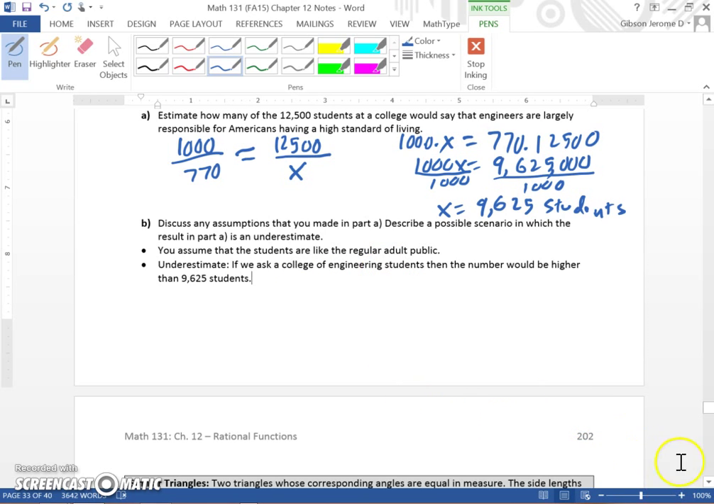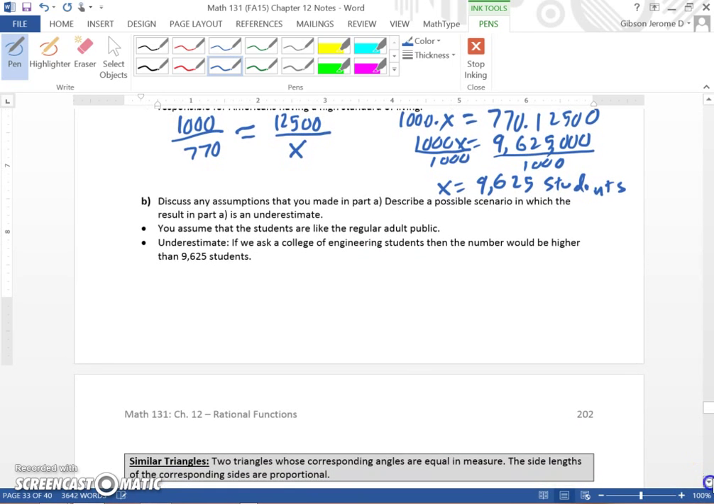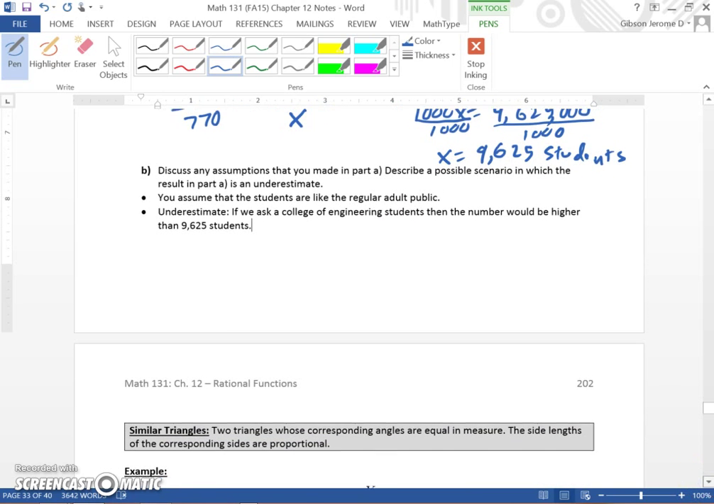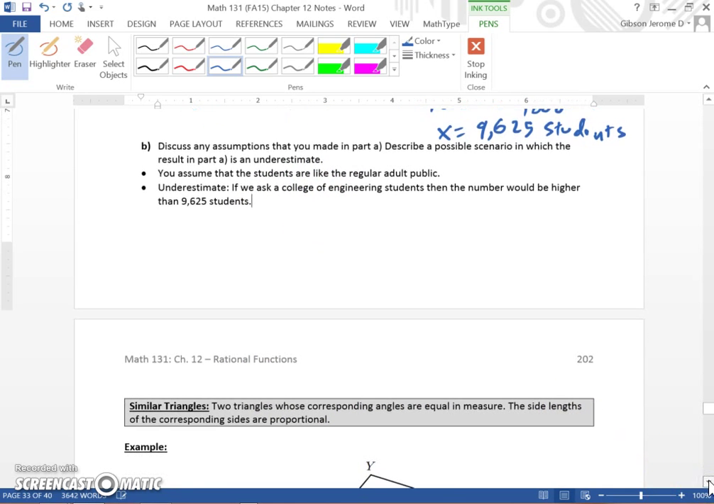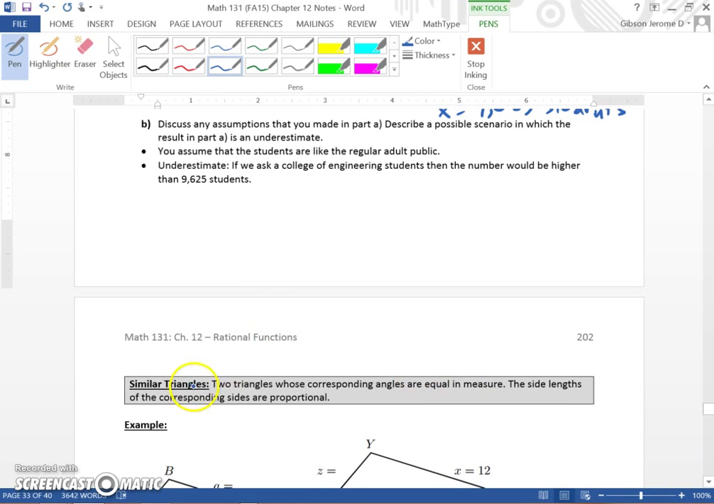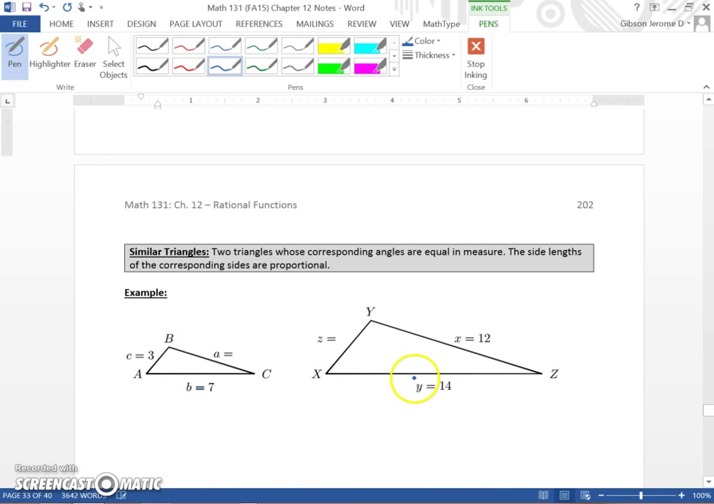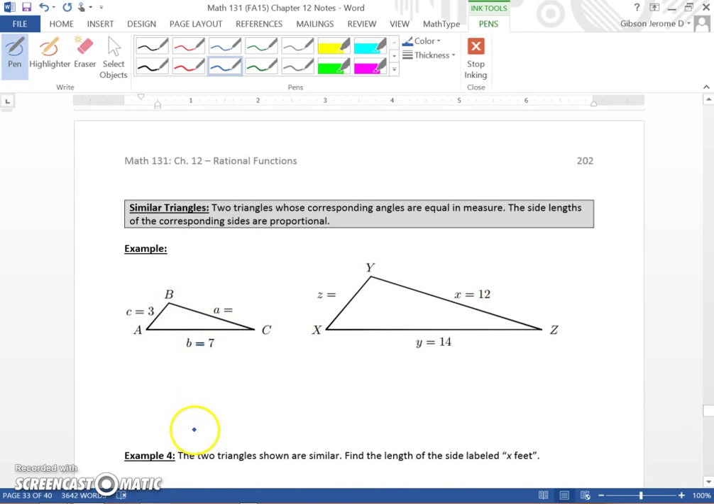Now we go on to the next page. You can pause the video and copy this down if you need to. Okay, now we come here to the next page. We have similar triangles. It says two triangles whose corresponding angles are equal in measure. The side lengths of the corresponding sides are proportional. Now, if we look here, we have an example. If you notice, we have this triangle here and this triangle here. They are similar, but we want to solve to prove that they are proportional.